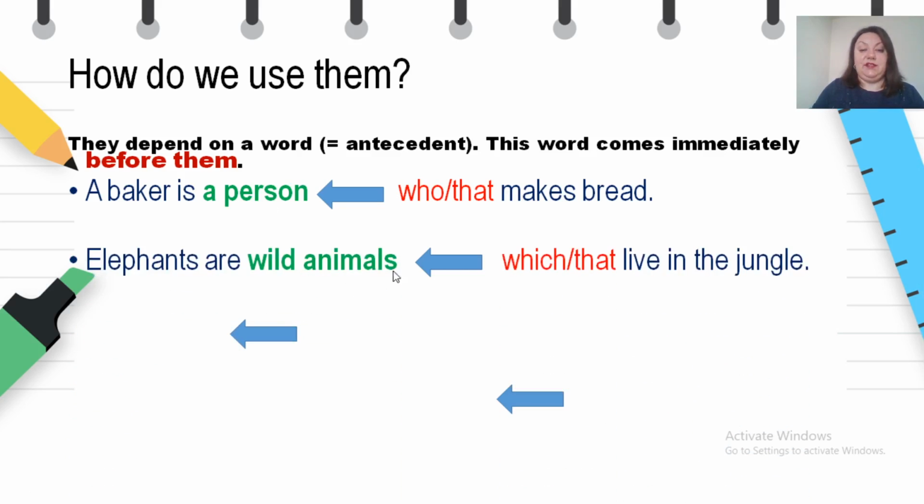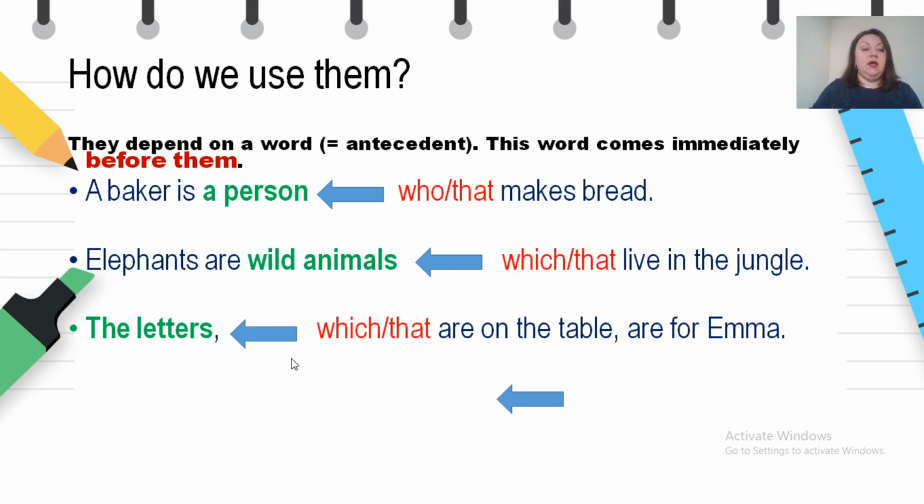Elephants are wild animals which or that live in the jungle. Односните заменки which и that се соодветни на именката wild animals, затоа што рековме дека за животни можеме да употребиме which или пак that. The letters which or that are on the table are for Emma. Во овој случај се употребени односните заменки which и that. Затоа што именката која што им претходи the letters е именка која што означува предмет.